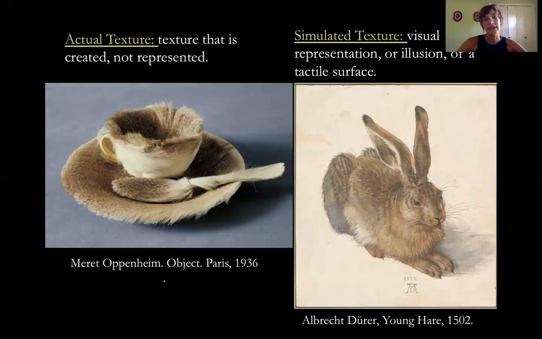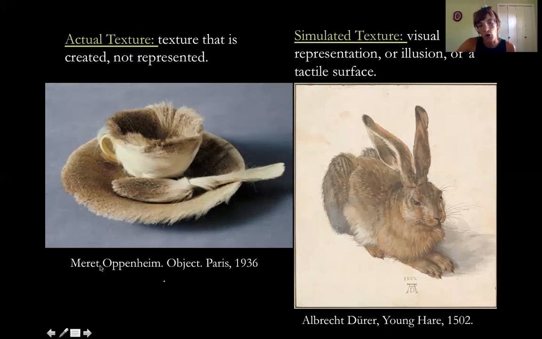Okay, now let's move on to texture. Two types of texture that are going to be covered in the elements of design are actual and simulated. Actual texture, just like you might think, this is real texture. It's created, it's not just represented.